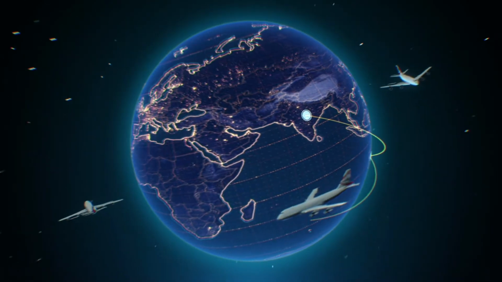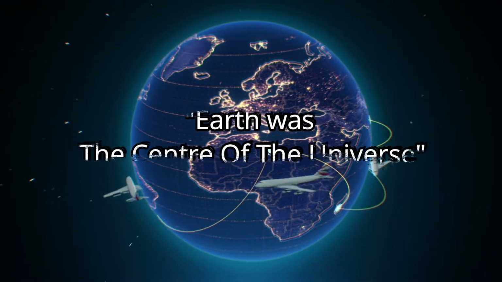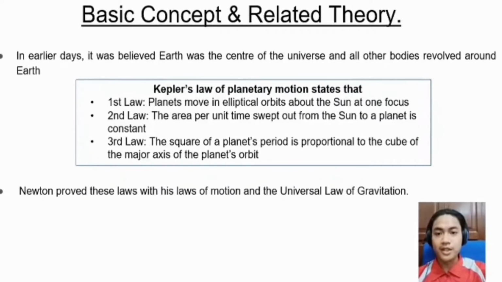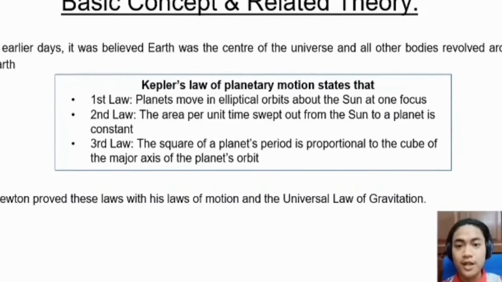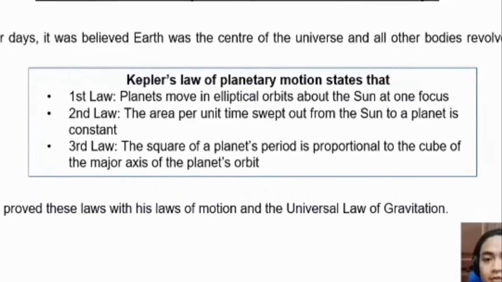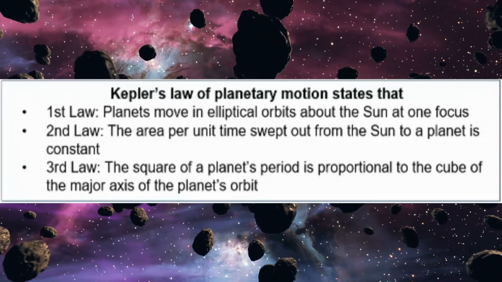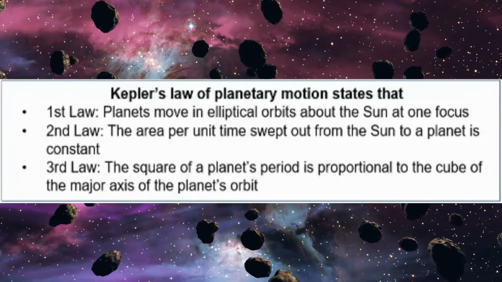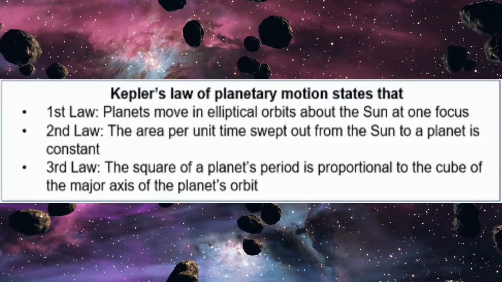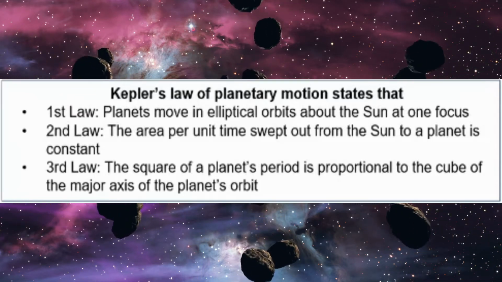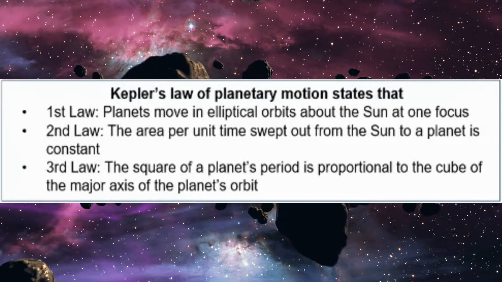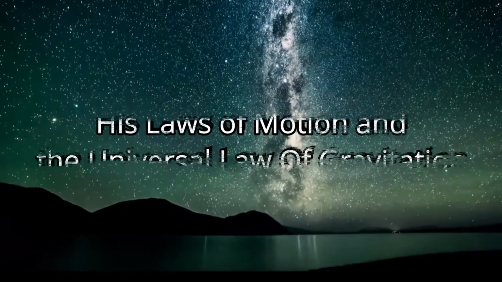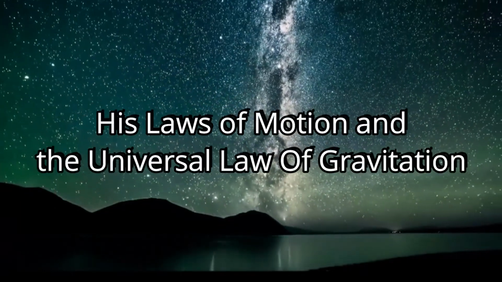Earlier, it was believed that the Earth was the center of the universe and all bodies revolved around the Earth. But Kepler opposed this and stated the laws of planetary motion. The first law states that planets move in elliptical orbits about the sun at one focus. The second law is that the area per unit time swept out from the sun to a planet is constant. The third law states that the square of the planet's period is proportional to the cube of the major axis of the planet's orbit. Newton later proved these laws with his law of motion and the universal law of gravitation.